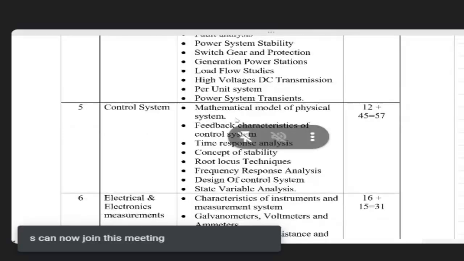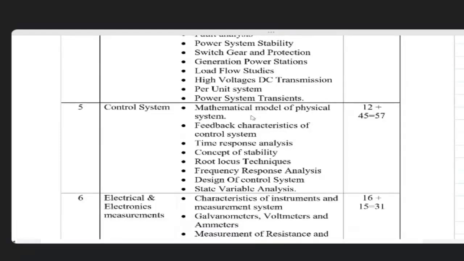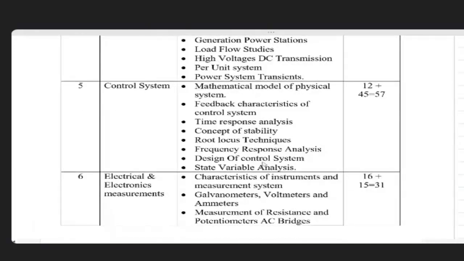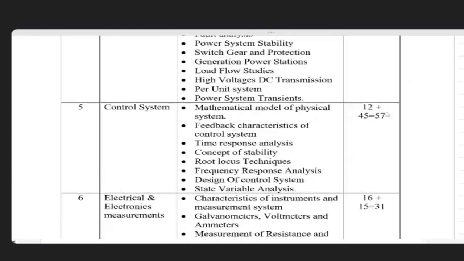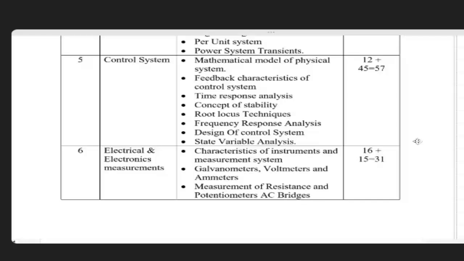So control systems include mathematical modeling, feedback characteristics of control systems, time response, frequency response, stability, root locus, Bode plot, Nyquist plot, design of control systems, and state variable analysis. Its weightage is 57, meaning 12 plus 45: 12 MCQ and 45 descriptive type questions.